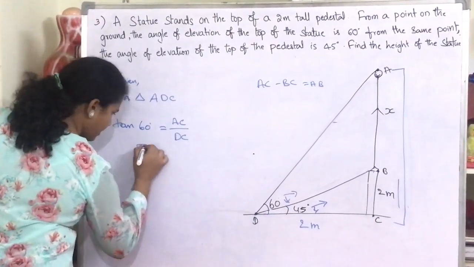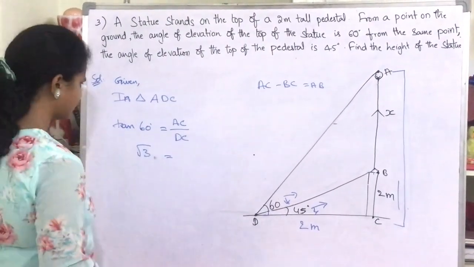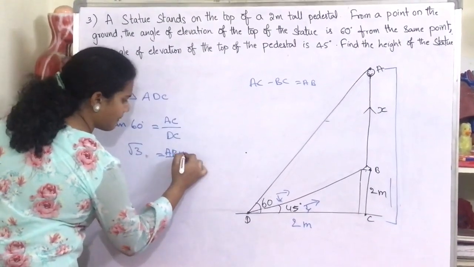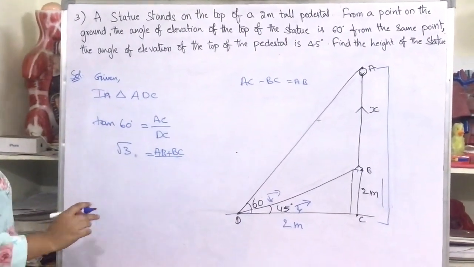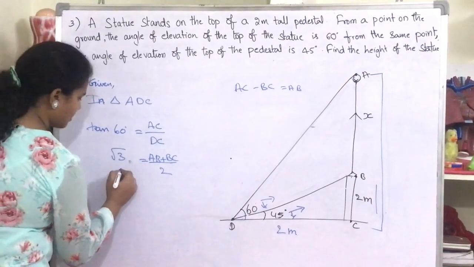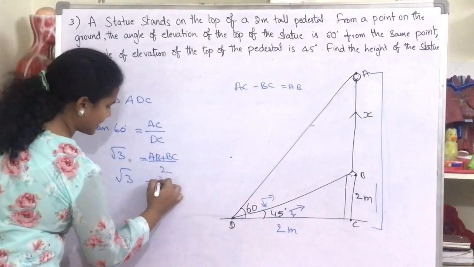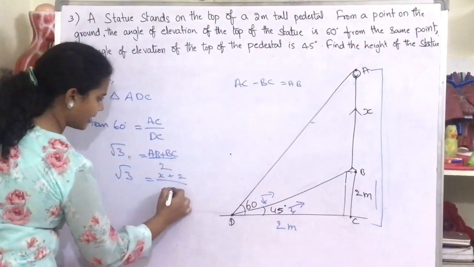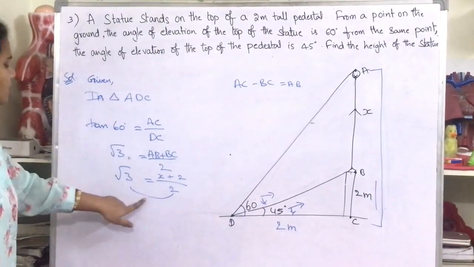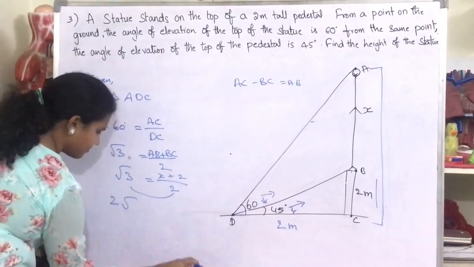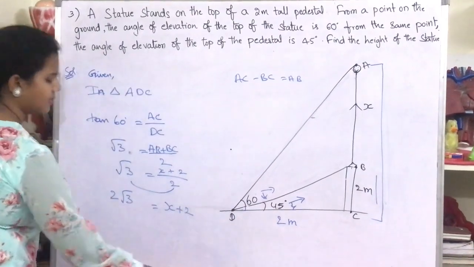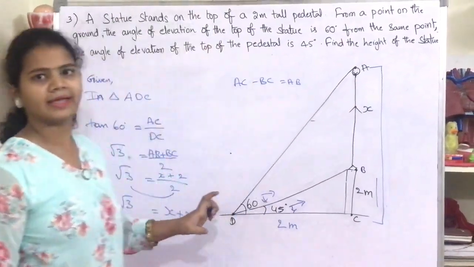Clear till here? Now tan 60 degrees value is √3, equals AC by DC, where AC is AB plus BC and DC is 2 meters. Here we can write √3 equals AB value as x plus BC value as 2, all divided by 2. Now 2 into √3 gives 2√3, equals x plus 2. I need the value of x, where x equals AB.